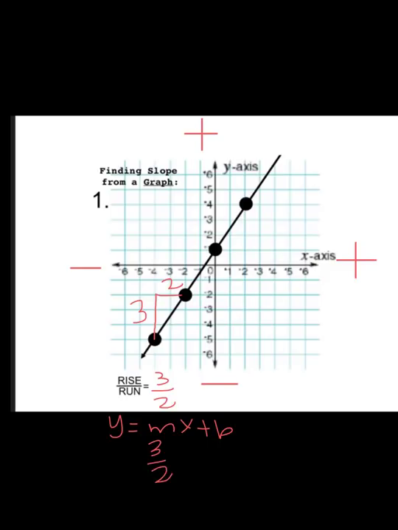And remember, the b is where it crosses on the y-intercept. So the y is the one that's going up and down. So if I look at this point right here, it's crossing on the y-axis. And it crosses the y-axis at positive 1. So I'm going to replace the b with positive 1. So my equation now would be y equals 3 over 2x plus 1. And that's it. That's how you get your equation from the line.